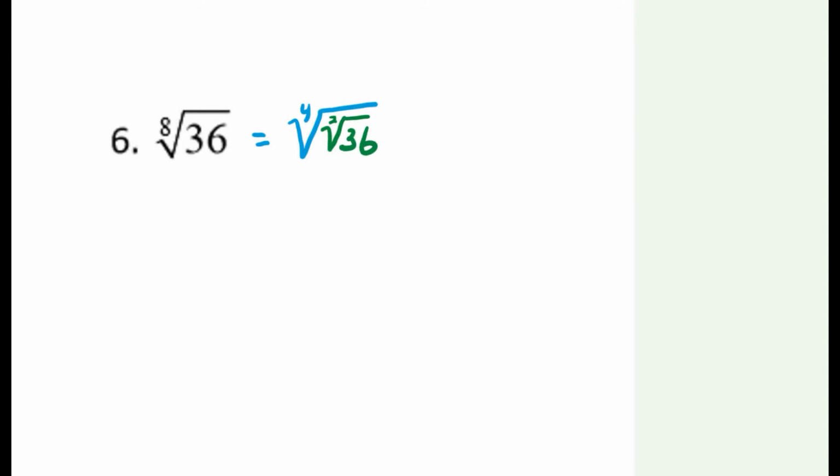And then I can go ahead and simplify the square root of 36. We know that that's 6. So my final answer would be the fourth root of 6. And again, that would be considered simpler than what I was originally given.